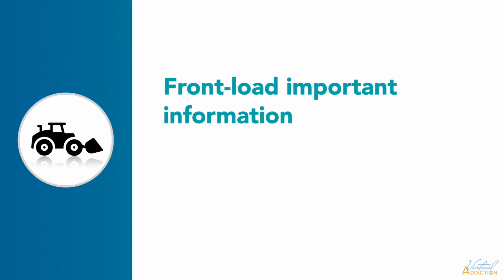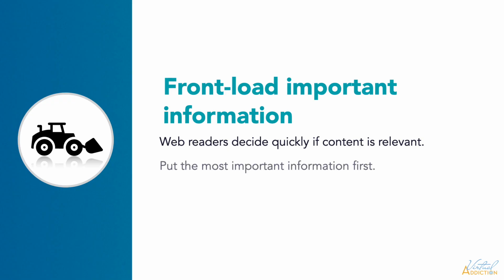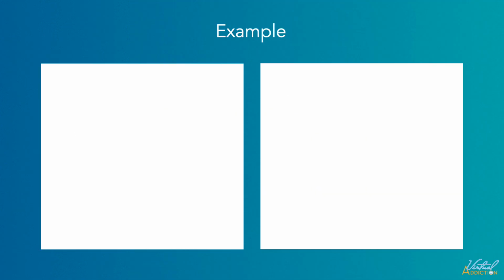Front-load important information. Web readers decide quickly if content is relevant. You need to put the most important information first. This is called the inverted pyramid structure. Lead with value, then explain the details.